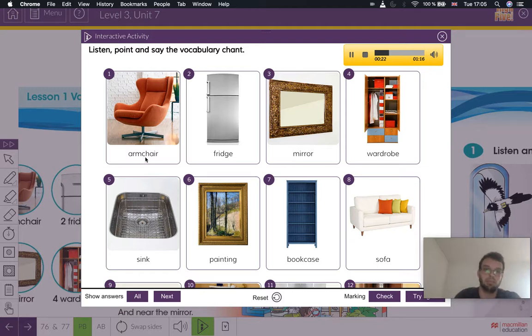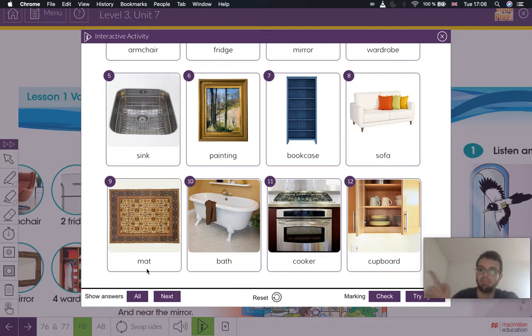Armchair, fridge, mirror, wardrobe, sink, painting, bookcase, sofa, mat, bath, cooker, cupboard.